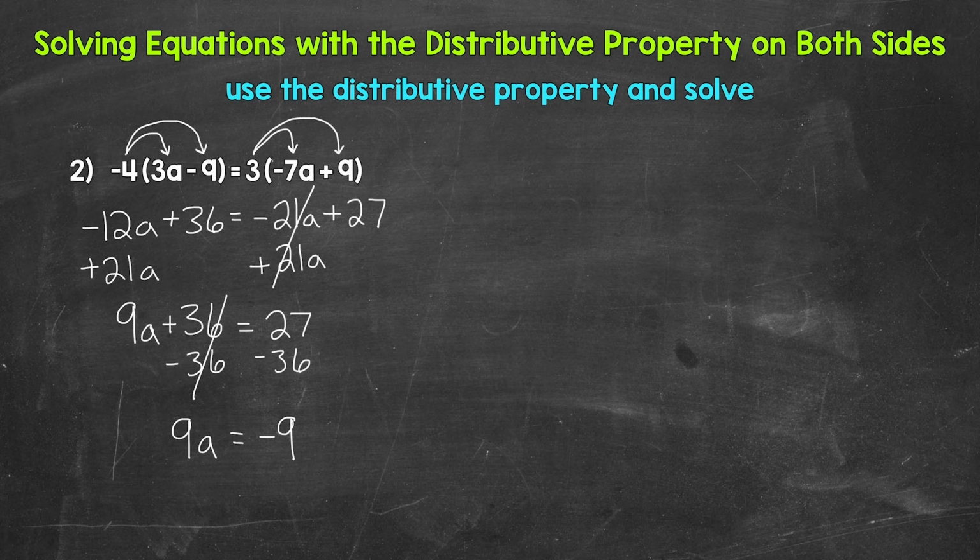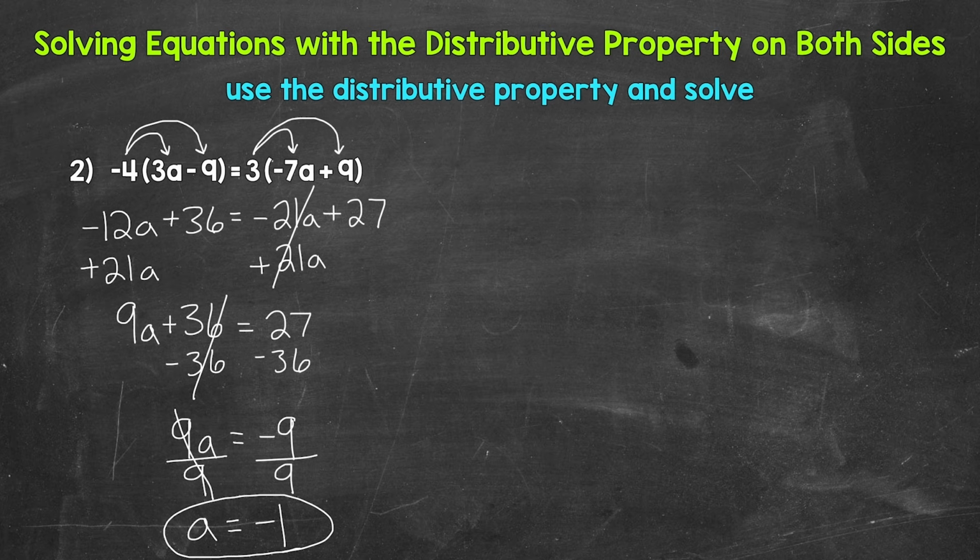9 times a equals -9. What's the inverse operation of multiplication? Well, division. Divide the left side by 9. That means we need to divide the right side by 9 as well. On the left side, we are multiplying by 9 and dividing by 9. These 9s cancel each other out. a is now isolated. So we have a equals, and then on the right side, -9 divided by 9 gives us -1. So a equals -1, and that's our solution.